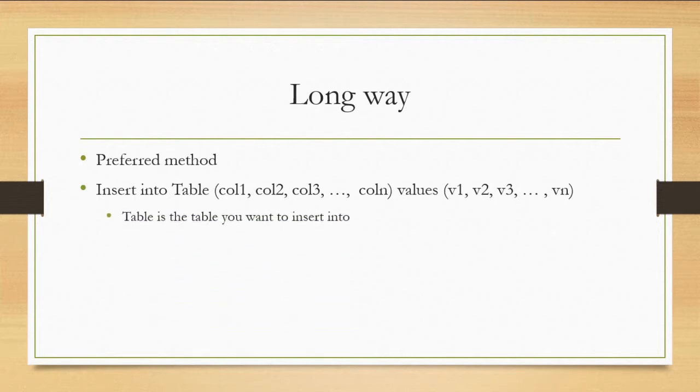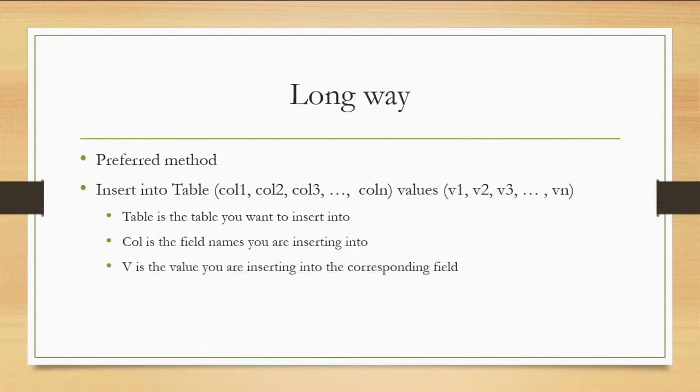Table is the table you want to insert into. Column is the field names you are inserting into. V is the value you're inserting into the corresponding field. So, in other words, V1 goes into column 1, V2 goes into column 2, V3 goes into column 3.